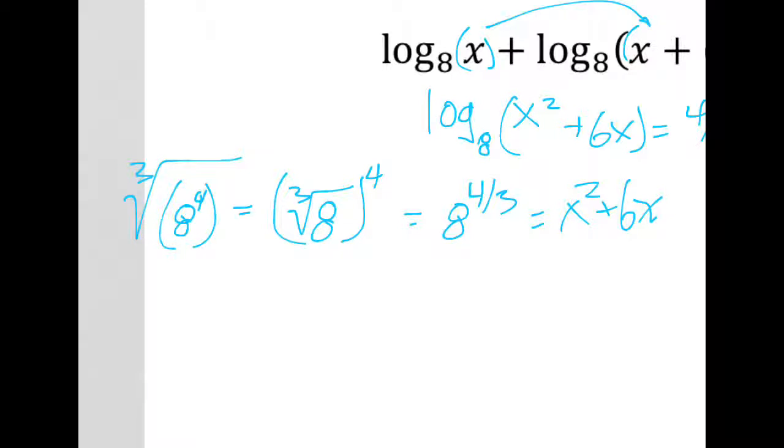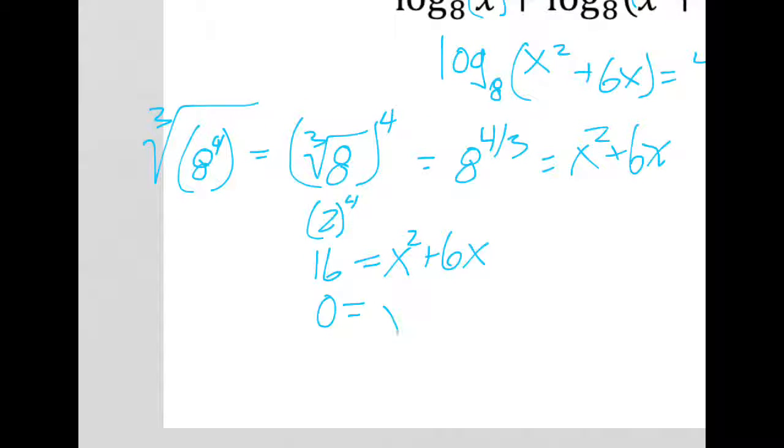It doesn't matter which order you do it in, but we're doing this without a calculator, and which one of these is easier? Well, I don't know what 8 to the power of 4 is, but I do know that the cube root of 8 is 2. So I get 2 to the 4th, and then I know that 2 to the 4th is just 16. So I get 16 equals x squared plus 6x, and so I get x squared plus 6x minus 16.